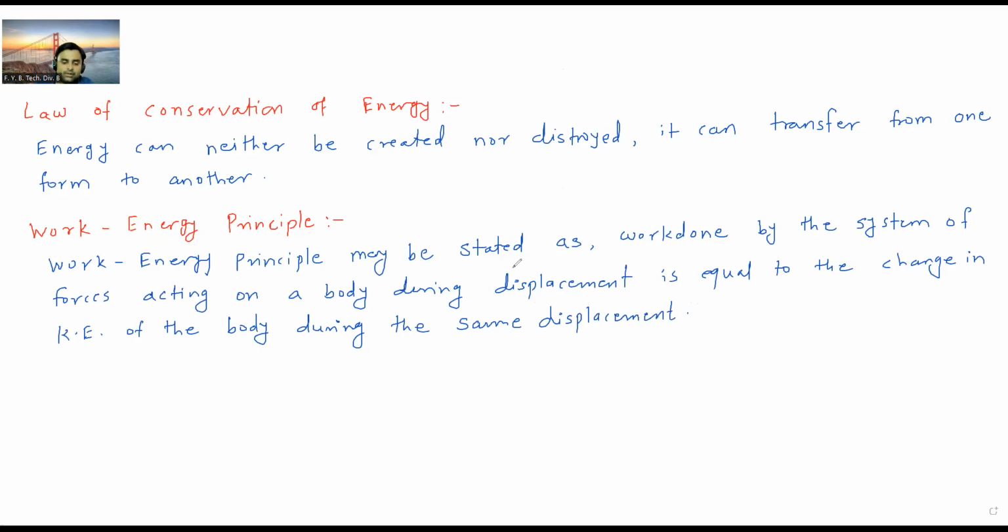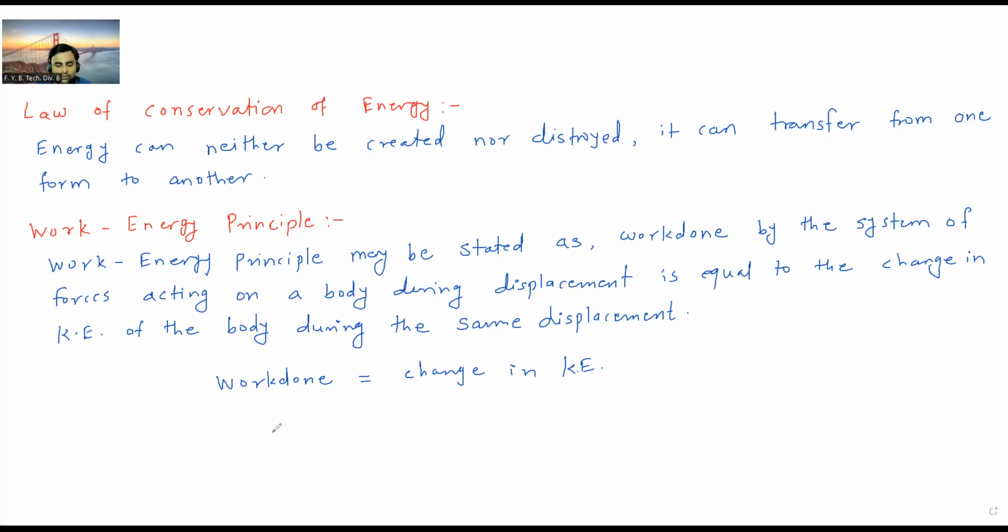Okay, so in simple words, if I say what is the work energy principle, then it says that whatever the work done is equal to change in kinetic energy. Okay, work done is nothing but change in kinetic energy. This is the simple equation of the work energy principle. So work done is equal to change in kinetic energy. The above part is the standard definition, but the concept is that the work done is nothing but change in kinetic energy.